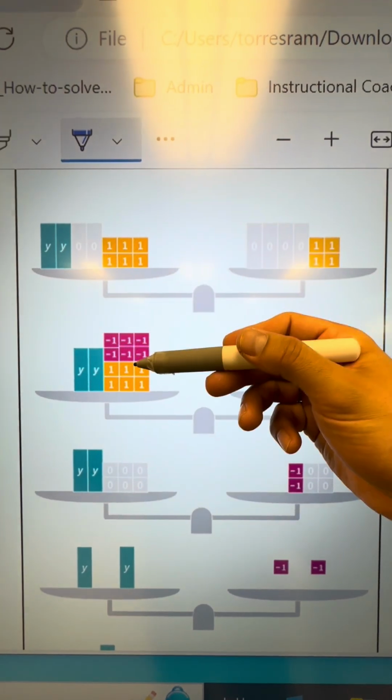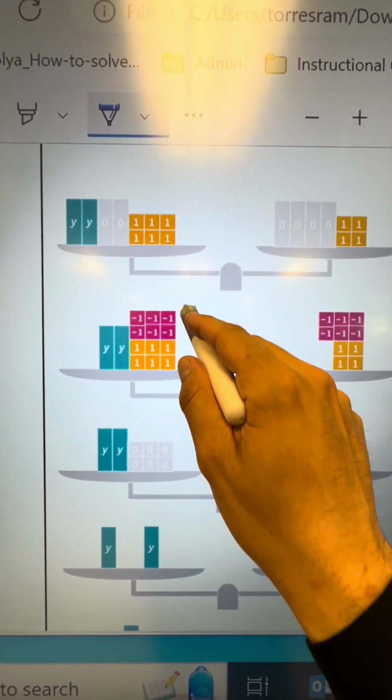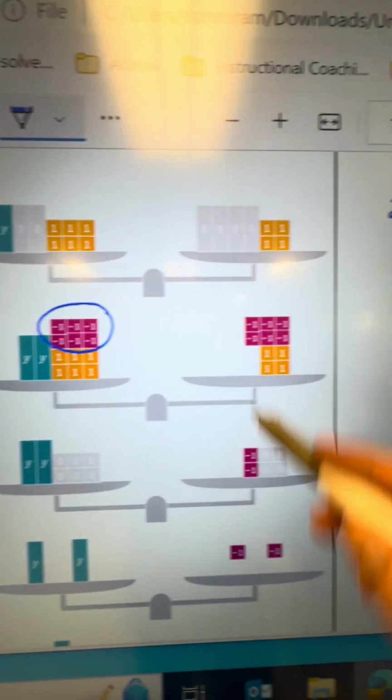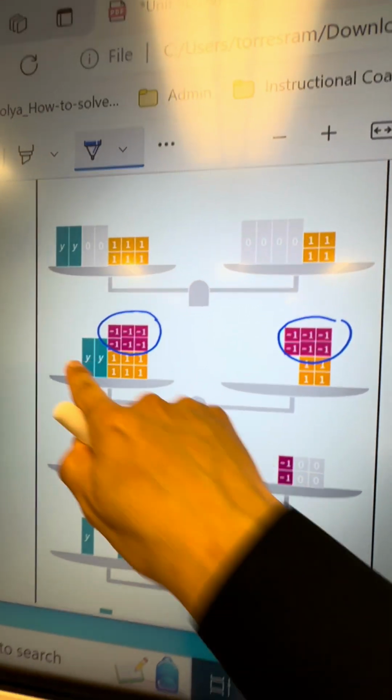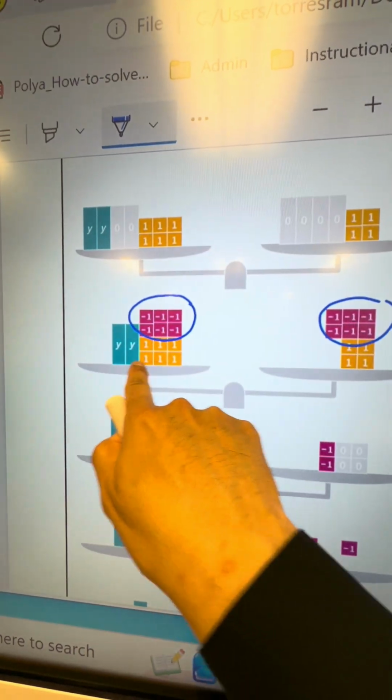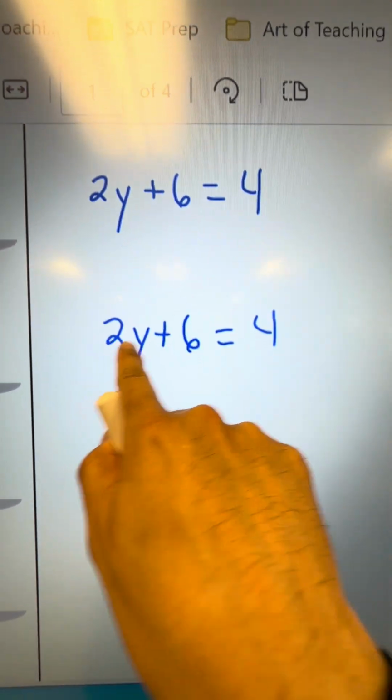Now, from this step to the next step, I can see what changes is that we still have the 2y plus 6 here, except now we have 6 negatives over here. I still have the 4 positives, but we also have 6 negatives there. So I copied the original 2y plus 6. You can see we have 2y plus 6. We have 4. We still have 4.